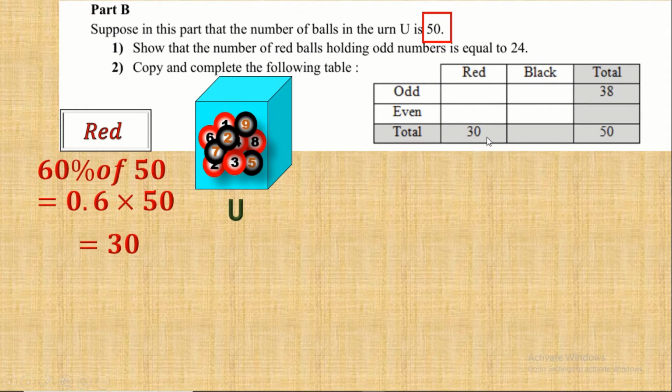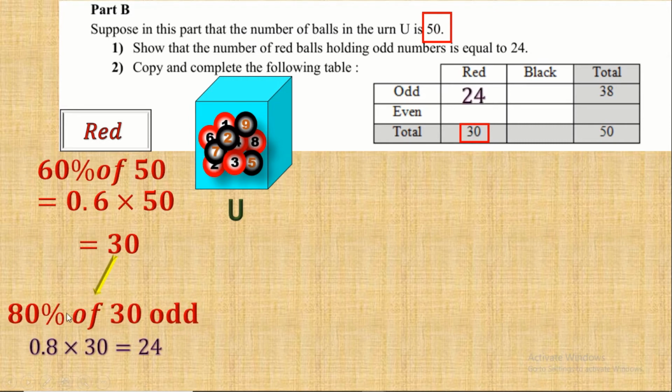Note that the total number of red balls is 30. Now what about the red balls that carry odd numbers? Aren't they 80% of the given red balls? So they are 80% of the 30 red balls that carry odd numbers. 80% means 80 out of 100, so it's 80 over 100 which gives us 0.8, and of means times 30. 0.8 times 30 gives us 24. So there are 24 red balls that carry odd numbers.